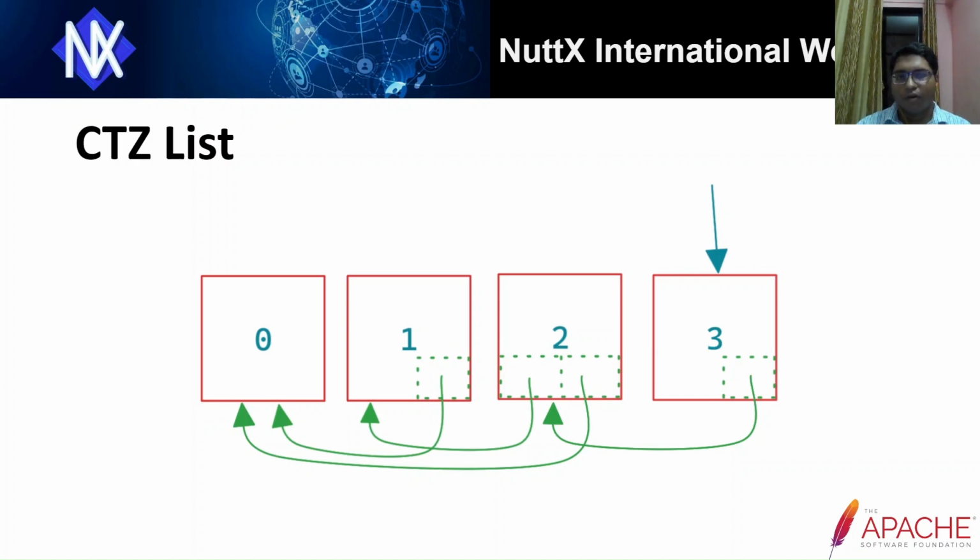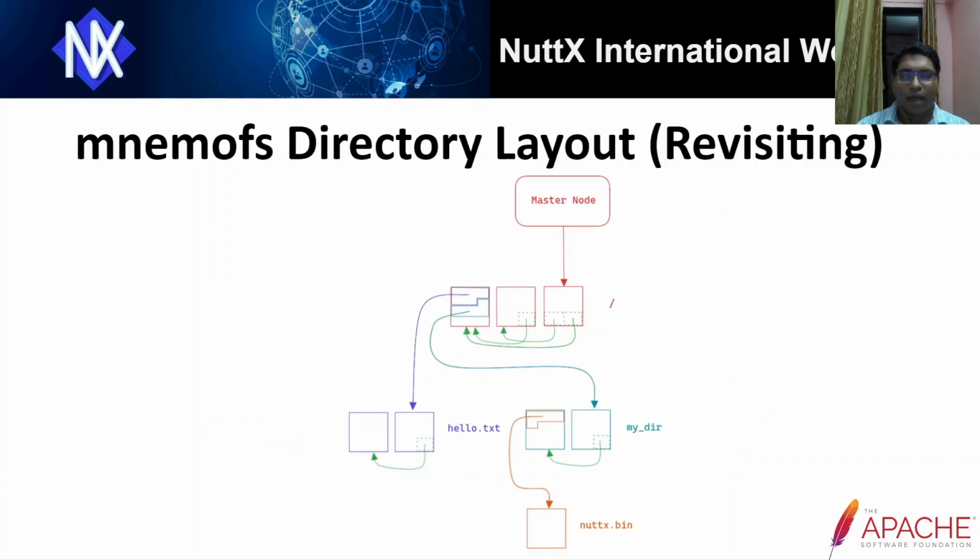mnemofs, as you can see, has CTZ list as the on-flash representation of both the directories and the files in it. The directories contain the directory entries of the files and directories inside them, so the children of that directory, and the file CTZ list contains the file data.